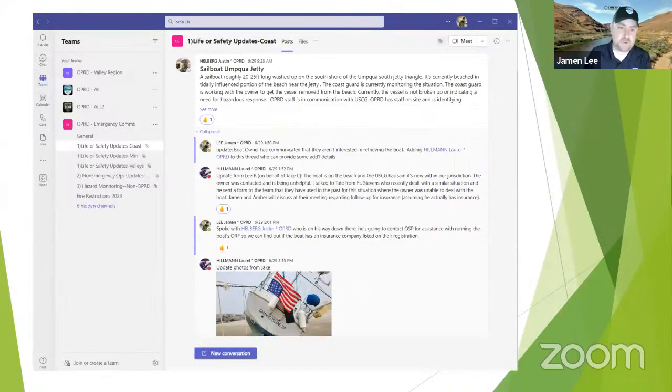This is another example. This was a long-term one we were dealing with, sailboats that wash up on the beach. And it ends up being a good place for us to document what the progression was of the owner's retrieval efforts and such.